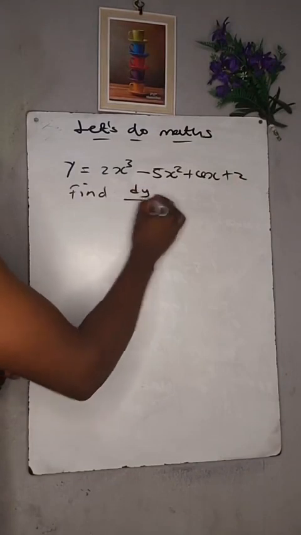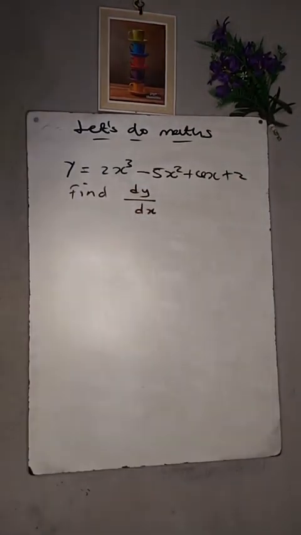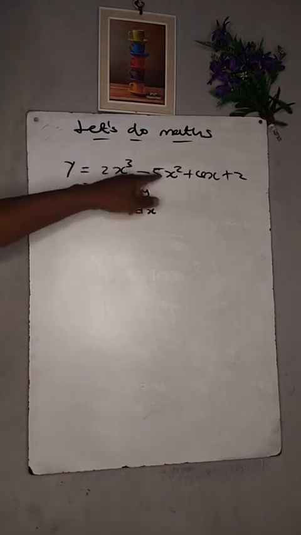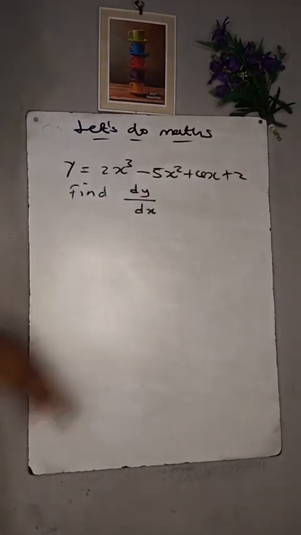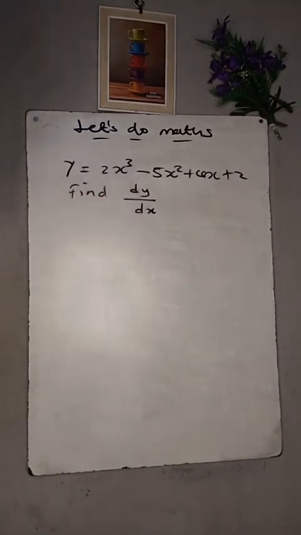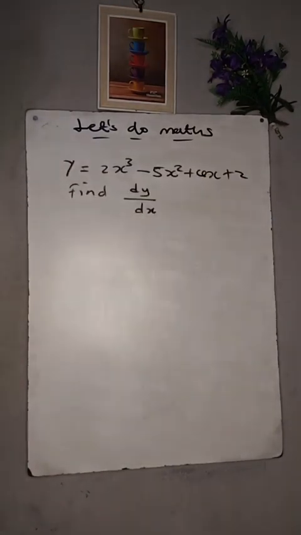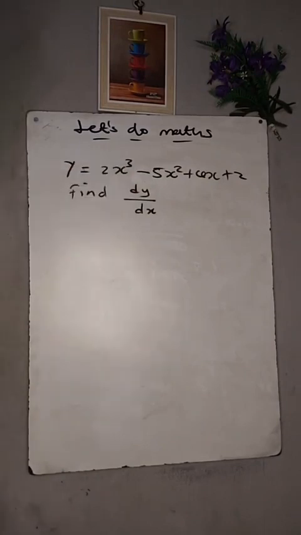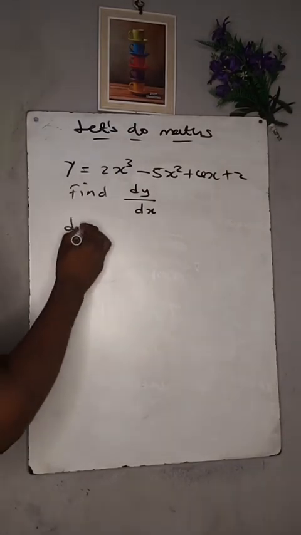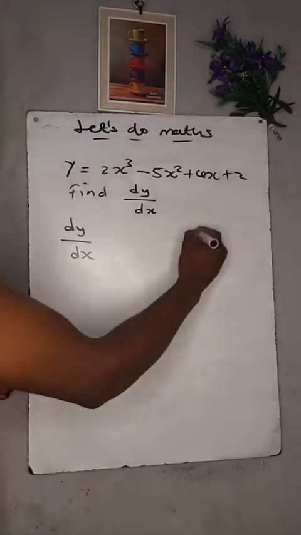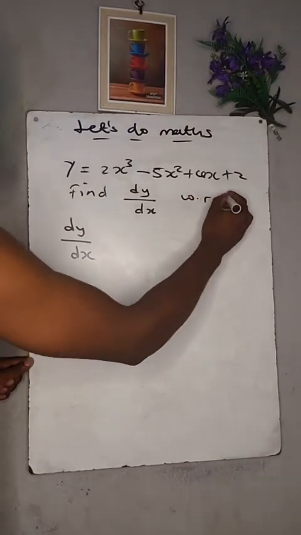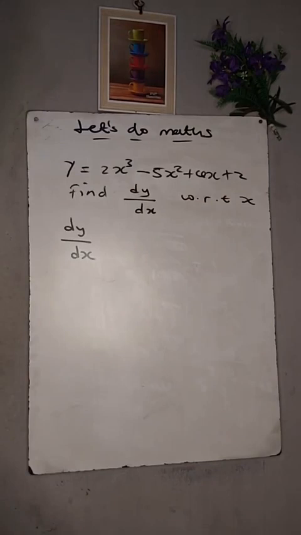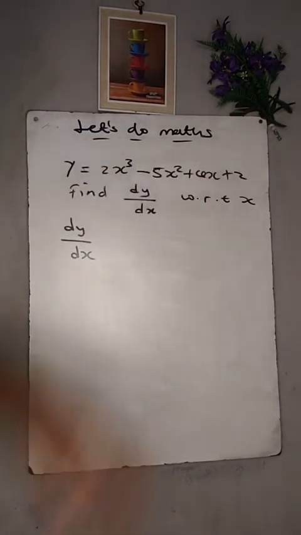dy over dx. So if you have been given such a question saying, given that y is equal to 2x cubed minus 5x squared plus 4x plus 2, find dy over dx, what they are asking you to find is the derivative of this function, or we can say the gradient function. So you say dy over dx with respect to x. So how do we differentiate such a function?